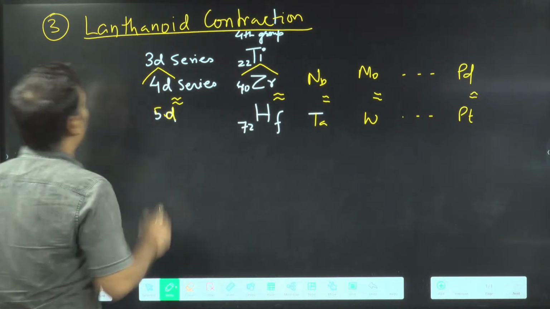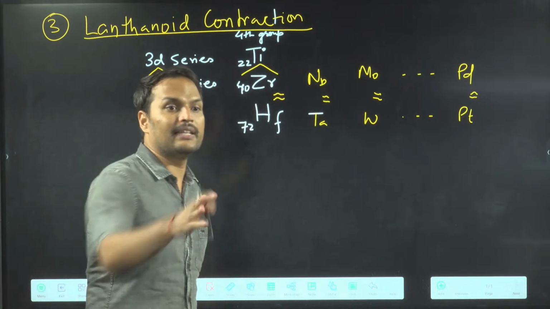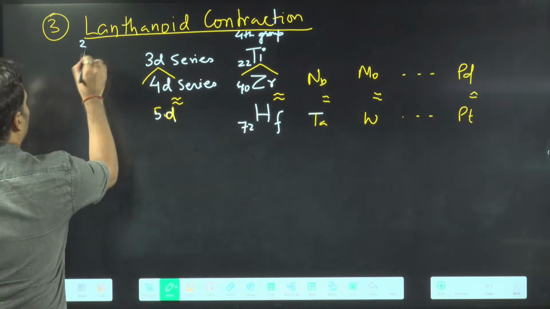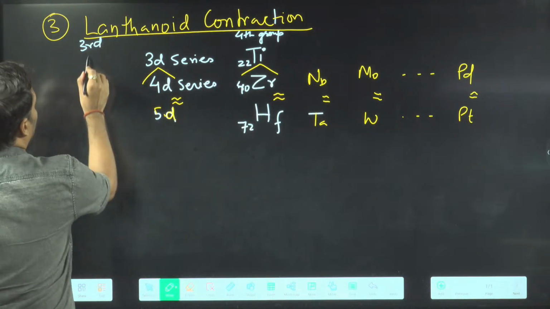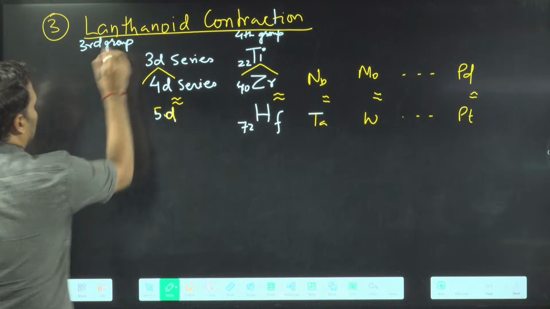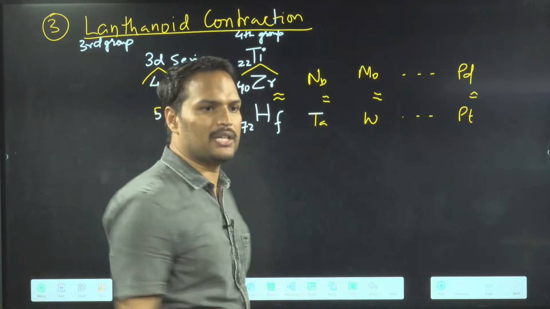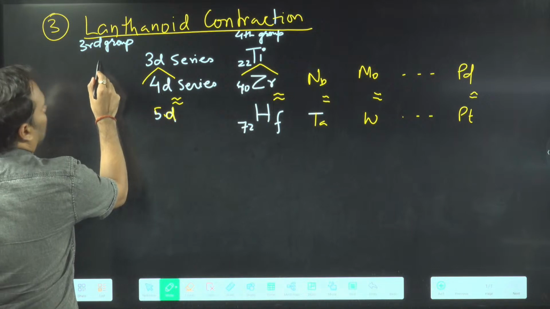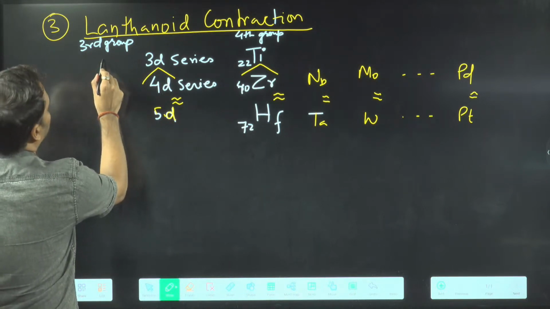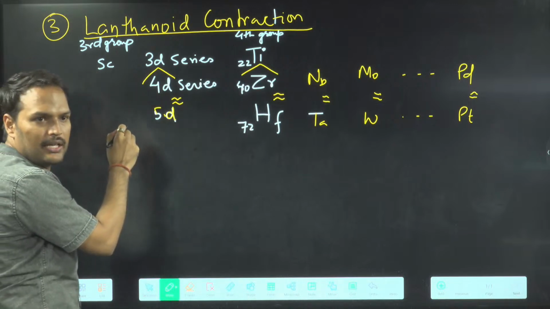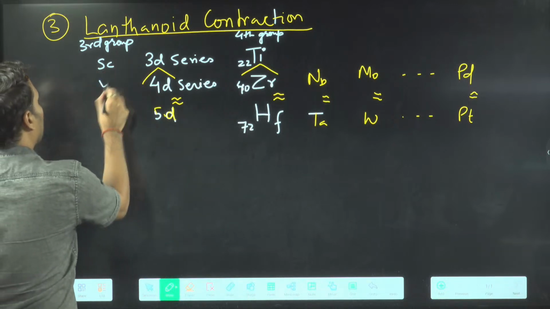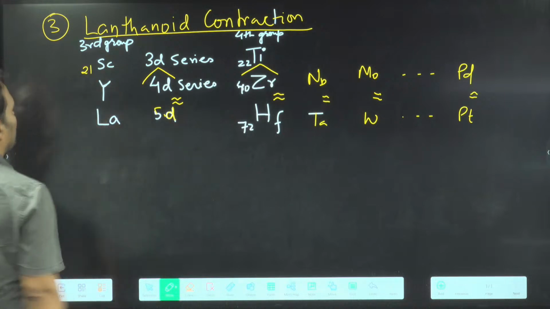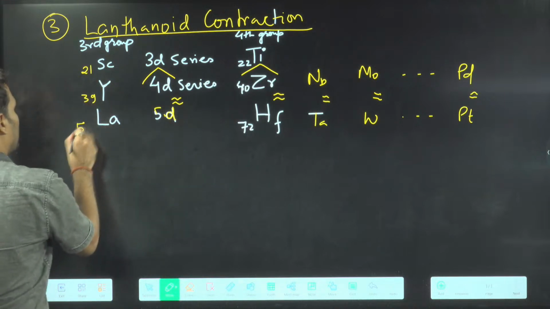Now, everyone knows this. Then they will ask a question in which 90% of students are trapped. What question, sir? This question. You remember the third group. Which elements are present in the third group? Scandium, after scandium yttrium, after yttrium lanthanum. Do you know the atomic numbers? Yes sir, 21, this one is 39, this one is 57.